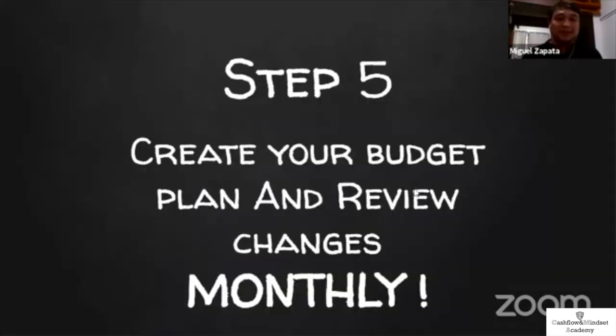Okay? So next would be step 5, which is the last step: creating your budget plan and reviewing changes. It's monthly. The reason I told you every month is that you can see holistically what's happening to you each month. Just like what I told you in the first step, we will see where we came from and where we want to go, right?